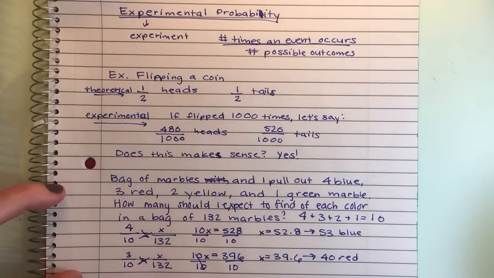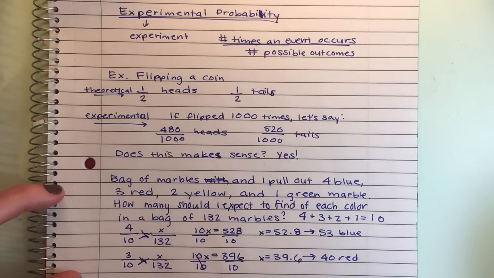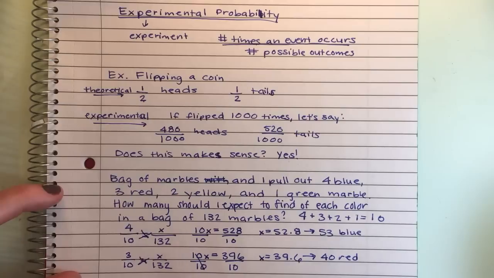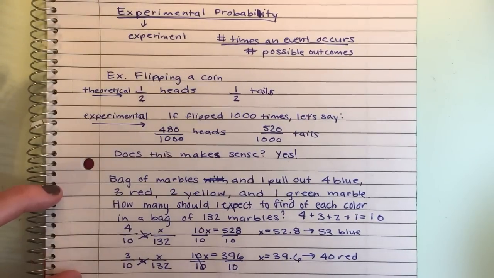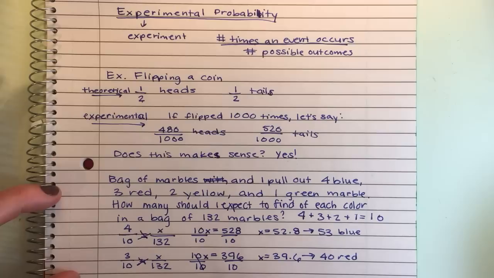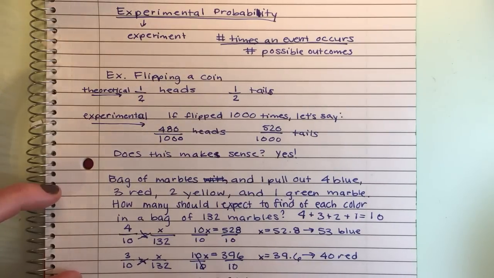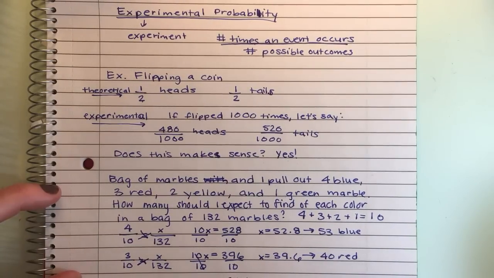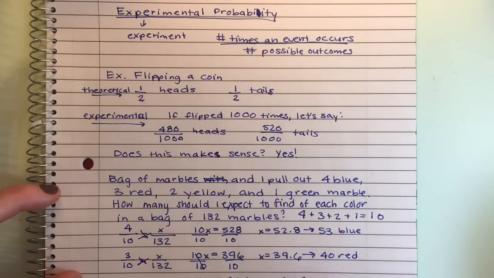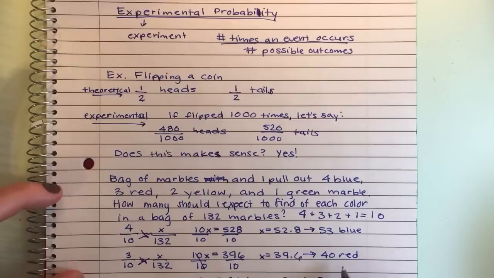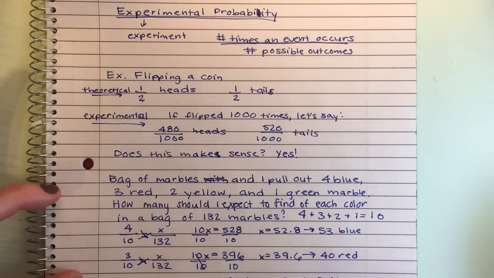Next up, I had 2 that were yellow out of 10. My total was 132, so I cross multiply. I'm going to get 10x equals 2 times 132 is 264. I'm going to divide both sides by 10. And here, x equals 26.4 marbles. Again, I can't have part of a marble. I'm going to round this one down to 26 yellow marbles.